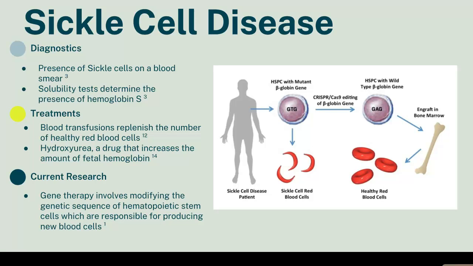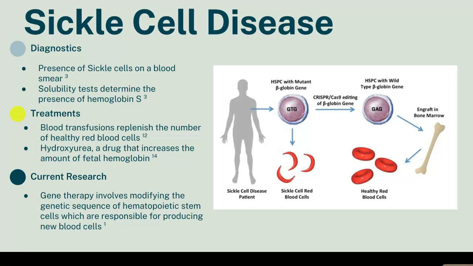Another well-established treatment for sickle cell disease is the administration of hydroxyurea, a medication that increases the production of fetal hemoglobin, which in turn prevents the formation of sickle cells. Gene therapy for sickle cell disease is a more recent development towards a cure for the disease. Gene therapy involves modifying the genetic sequence of hematopoietic stem cells by either adding a specific gene into a patient's DNA or by editing specific DNA sequences within a gene.